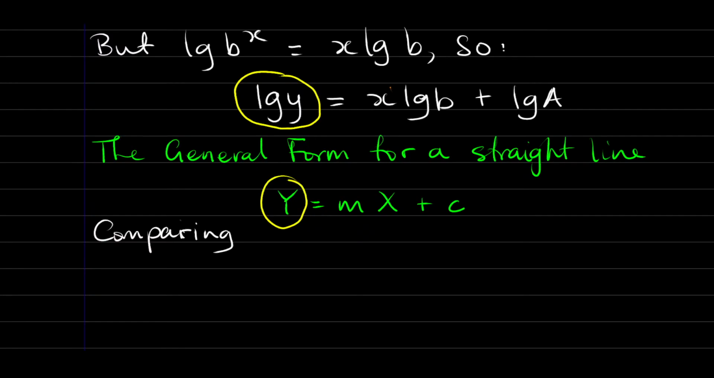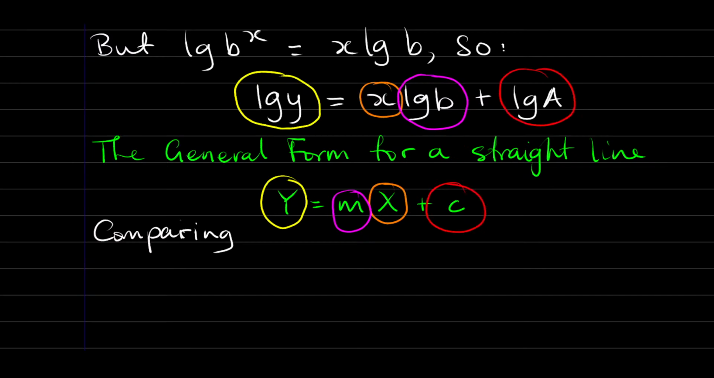I'm going to circle this and this. And then I'm going to circle this and this. The value over here, x, and the value over here, x, is the same thing. This is a variable. This is a variable.